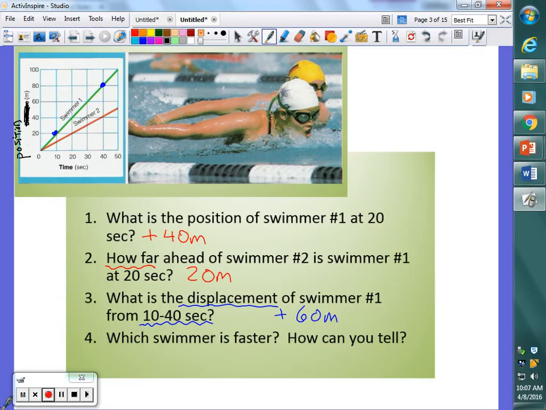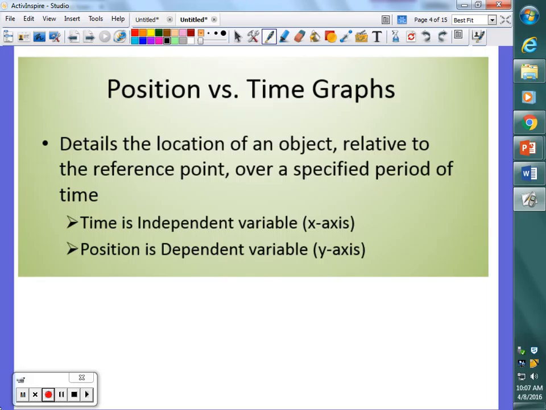What two questions does it answer? Where and when, right? So a position versus time graph tells us the location of an object relative to a reference point over a specified period of time. So position versus time graphs answer two questions for us, right? They tell us where, and they tell us when. Where and when. That's what a position versus time graph tells us. That's in an obvious sort of sense.